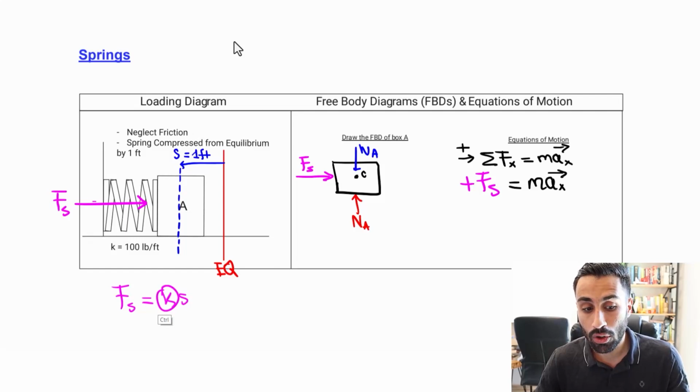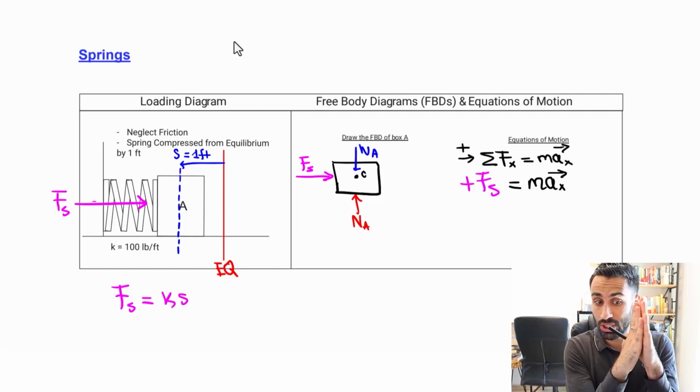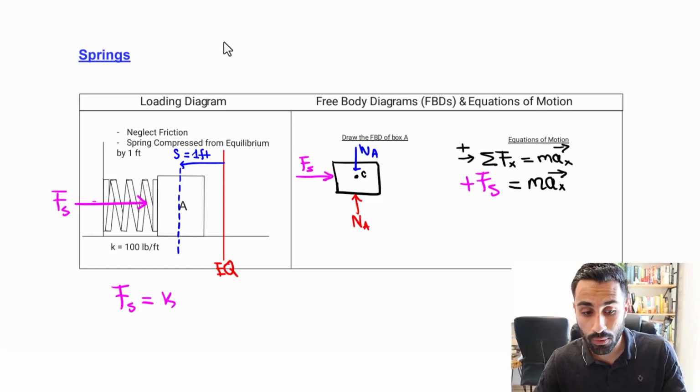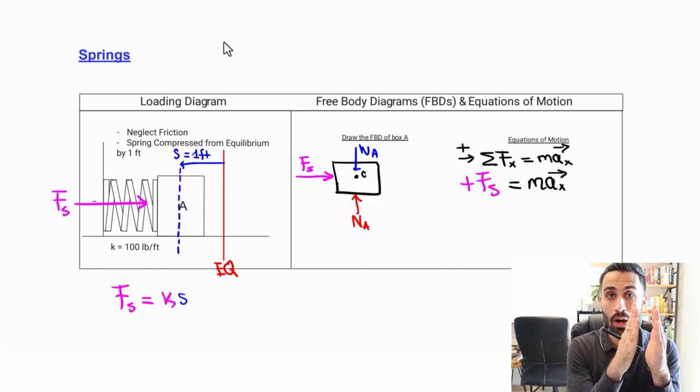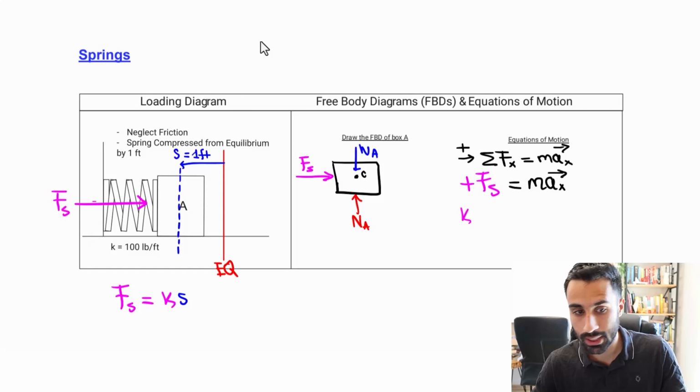So it's going to be the constant coefficient times the distance, or that change in compression, which in this case is that 1 foot. I'll denote that in blue. It's the compression amount of 1 foot. That produces the force in the spring. So I'll write that in this formula: K times S equals mass times acceleration in x.